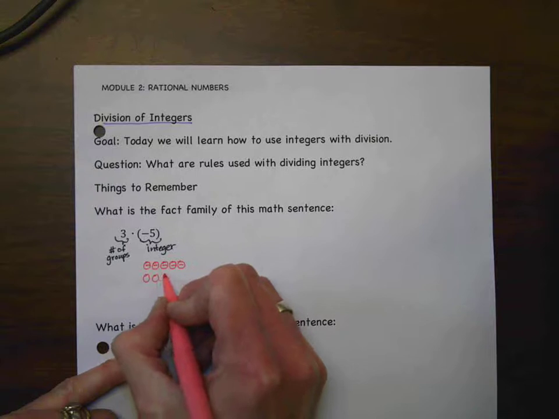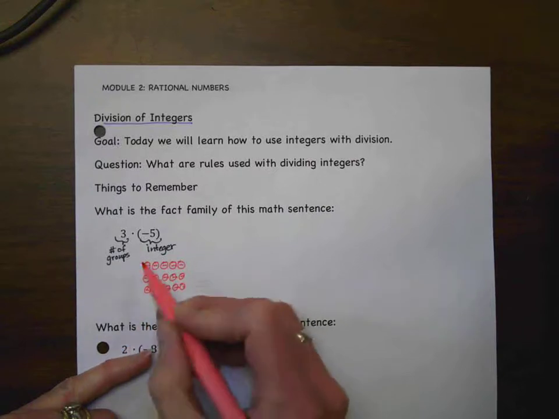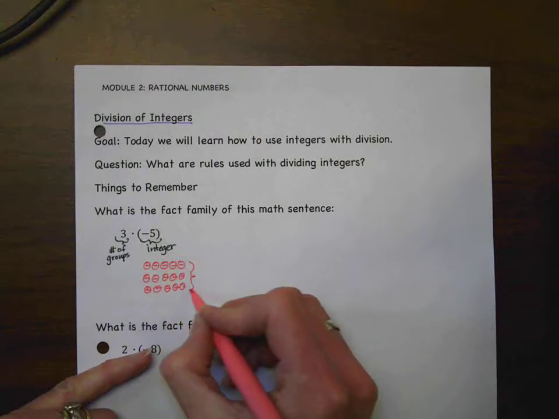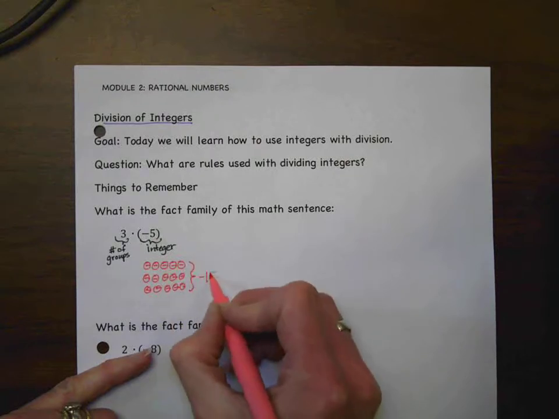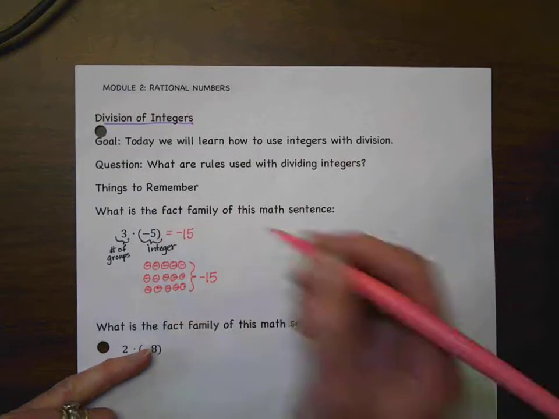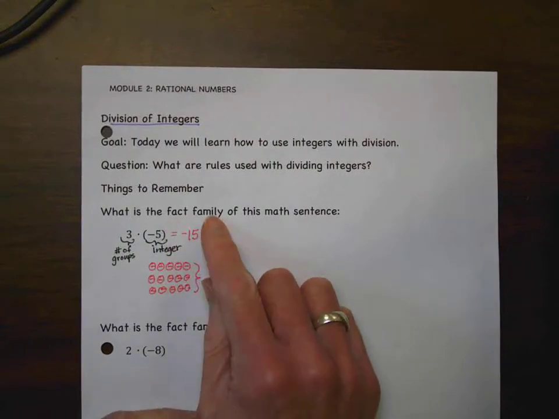And I have 1, 2, 3, 4, 5, and they're all negative. And I have 1, 2, 3, 4, 5, and they're all negative. So now you can see I have 3 groups of negative 5, and when I get done, I see that I have negative 15 chips. Well, the answer is negative 15, which is what we need, because now we can determine the fact family.